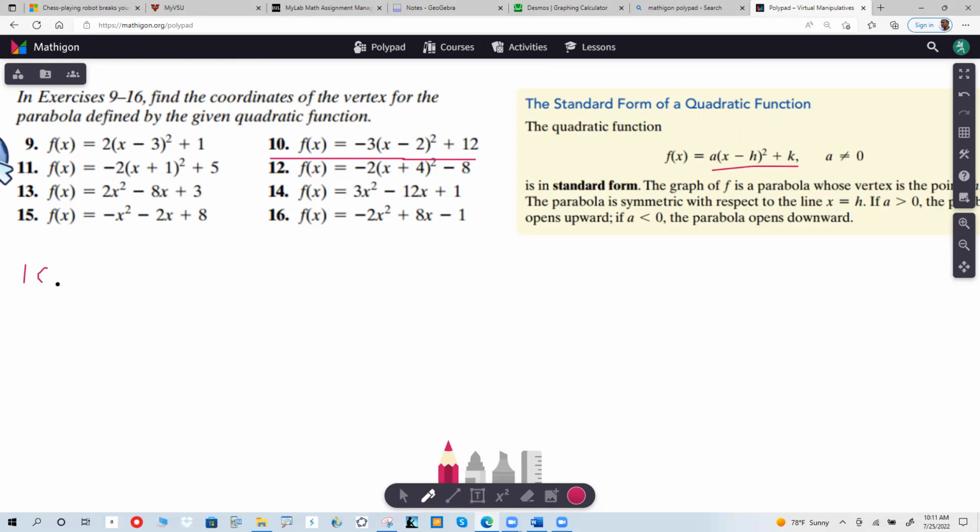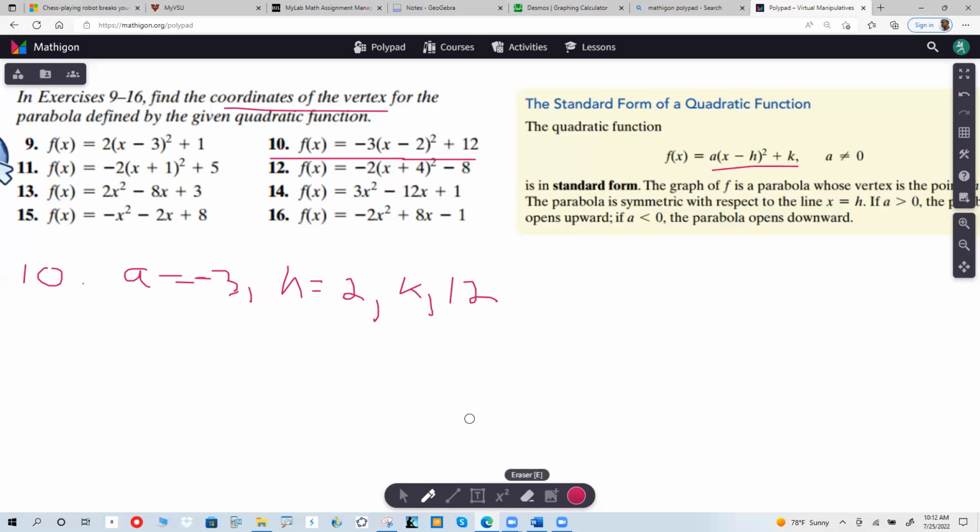It's almost too easy. So I'm going to say number 10. It's exactly in this format. A is, you can write down, A is -3. H is 2. Don't write -2. And K is 12. And it's nice to write down A, because when you graph, you would know if it opens upward or downward. So that's not bad, but they want you to find the coordinates of the vertex. That's all they want.